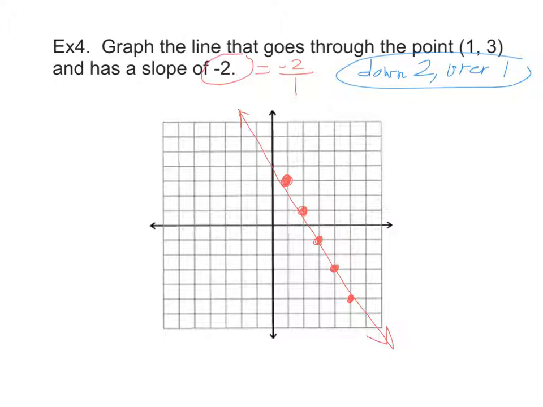So slope is really important. It's going to show us exactly what the steepness of the line is. We can actually graph a line if you have one point and the slope.